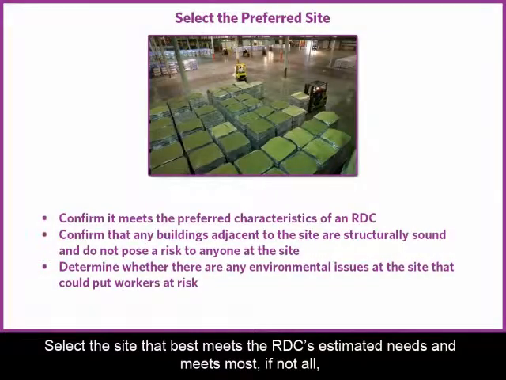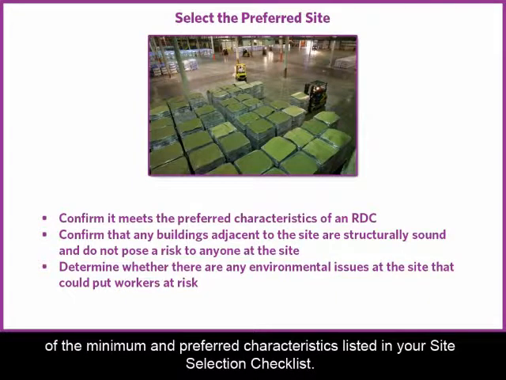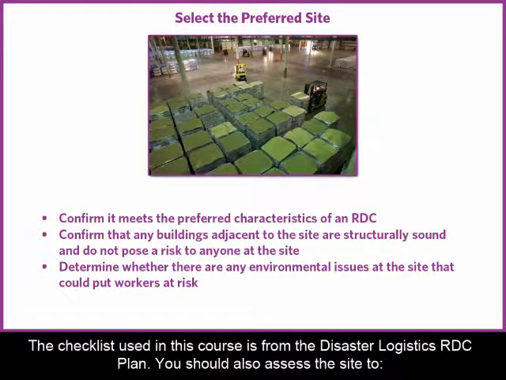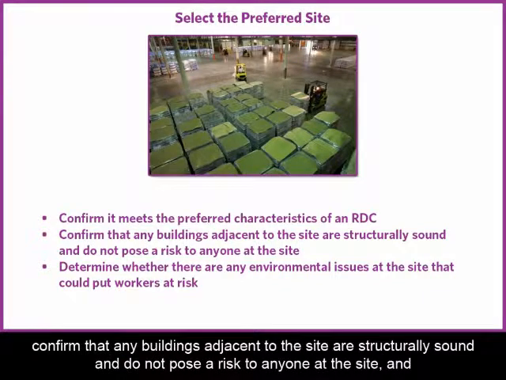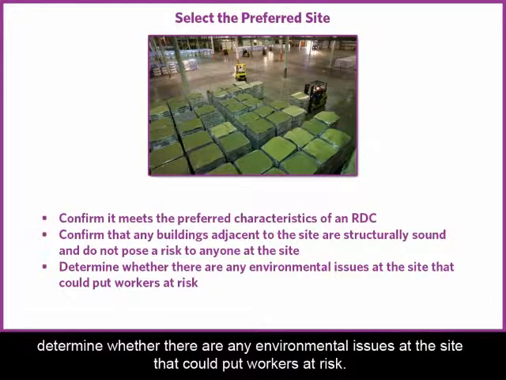Select the site that best meets the RDC's estimated needs and meets most, if not all, of the minimum and preferred characteristics listed in your site selection checklist. The checklist used in this course is from the Disaster Logistics RDC Plan. You should also assess the site to confirm that any buildings adjacent to the site are structurally sound and do not pose a risk to anyone at the site, and determine whether there are any environmental issues at the site that could put workers at risk.